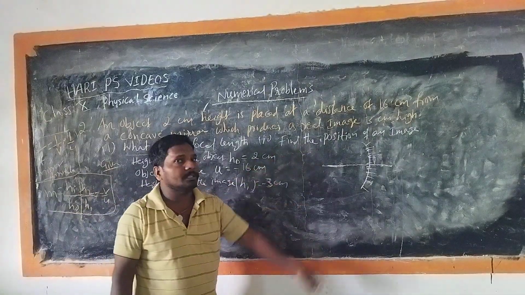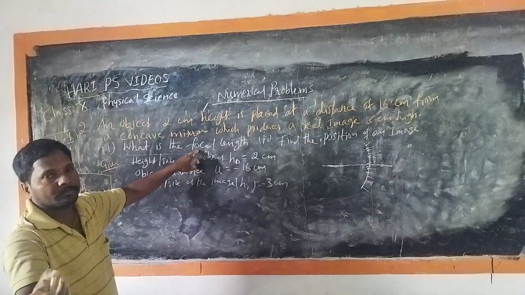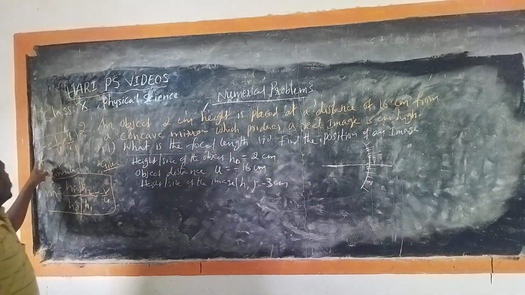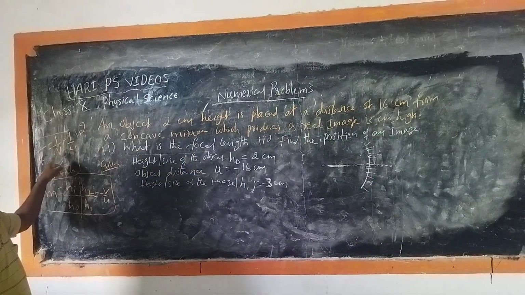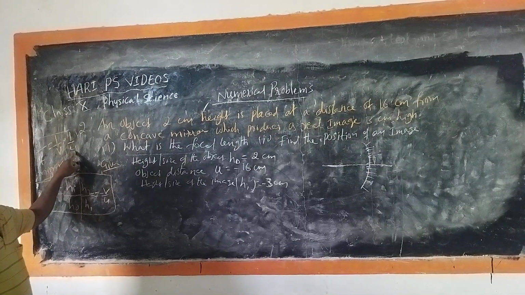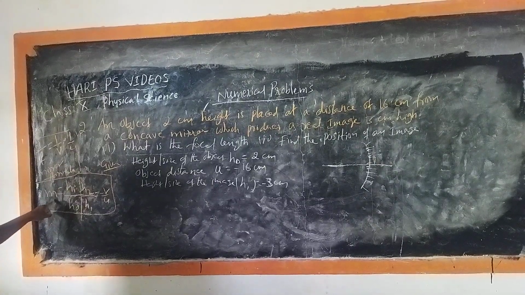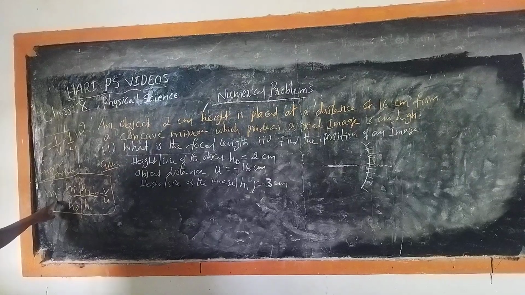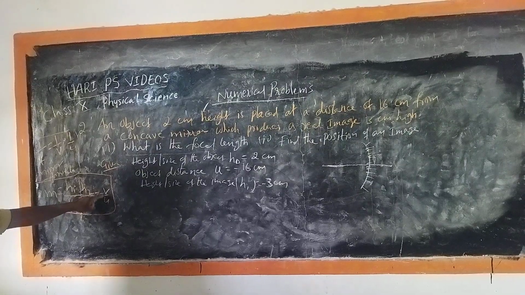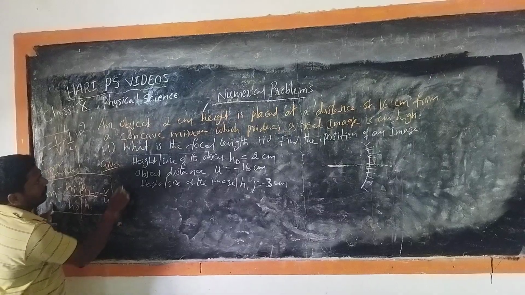And find the position. To find the focal length, what is required? Object distance and image distance. The image distance is not given, only the object distance is there. So we cannot use that formula directly. Then from this formula, can we find out the magnification? Can we find out the image distance? Yes.